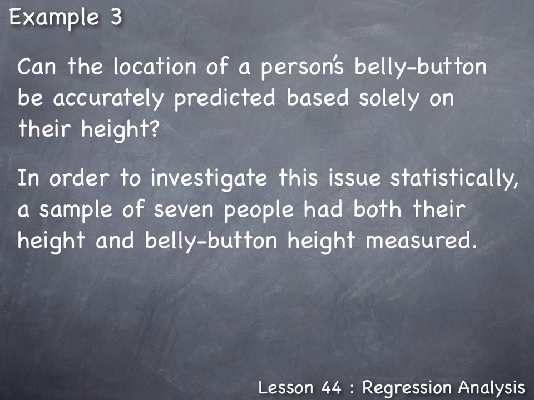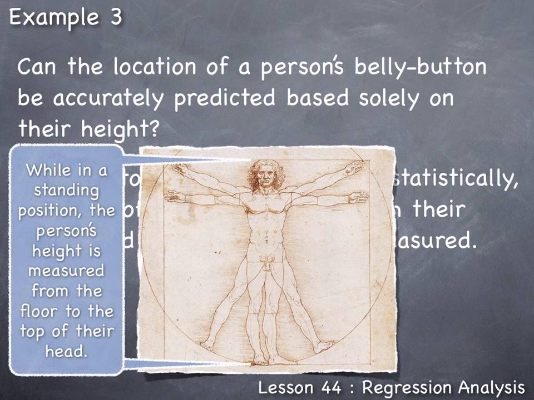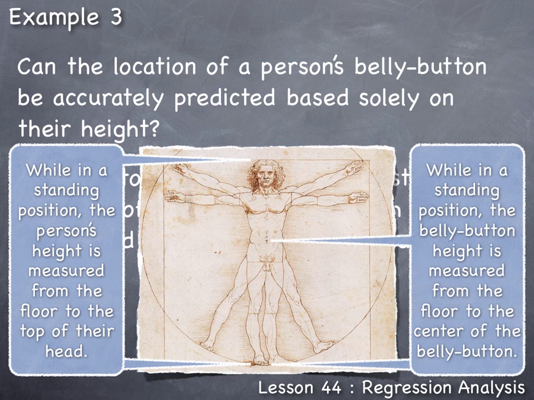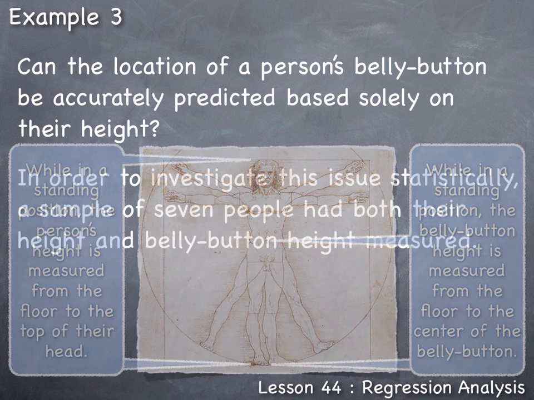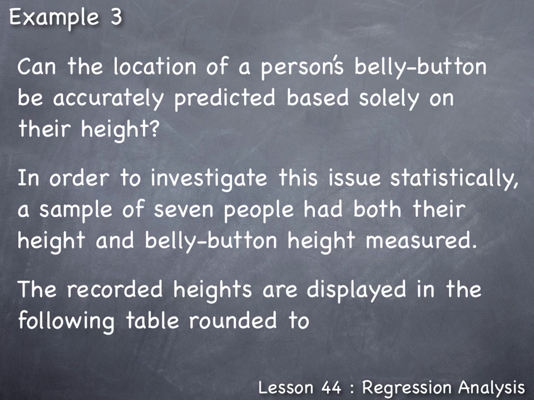measured. This was accomplished by having the person standing straight and tall with their feet together and their head facing forward. While standing in this position, the person's height is measured from the floor to the top of their head. And while in this position, the belly button height is measured from the floor to the center of their belly button. The recorded heights are displayed in the following table, rounded to the nearest quarter of an inch.